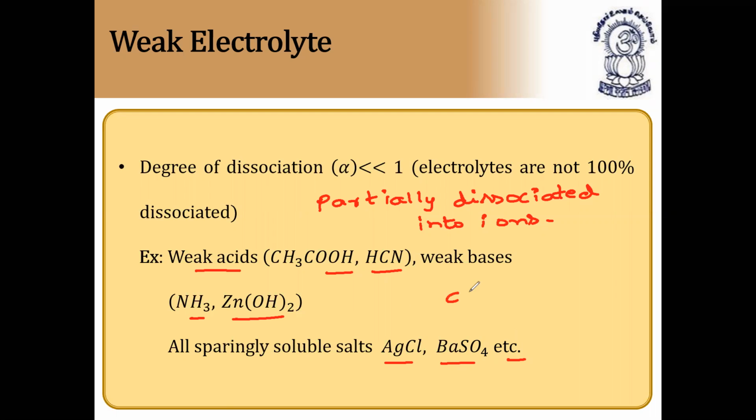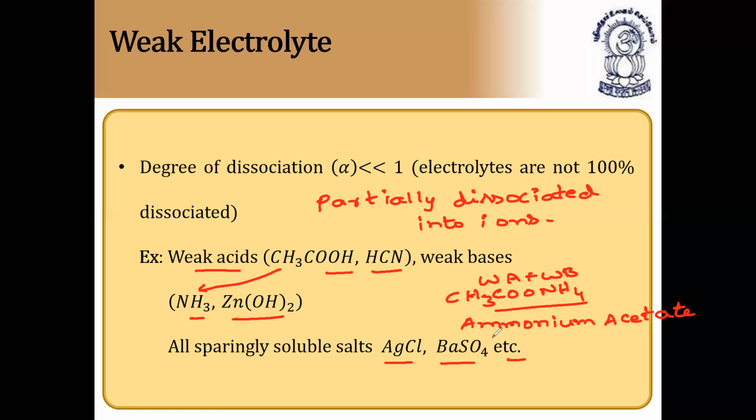So for example, CH3COONH4. What is this called? Ammonium acetate. Ammonium acetate is formed from a weak acid and a weak base, so it is also called a weak electrolyte. It is formed when acetic acid is combined with ammonia. It will not completely dissociate in water. It will partially dissociate into ions.